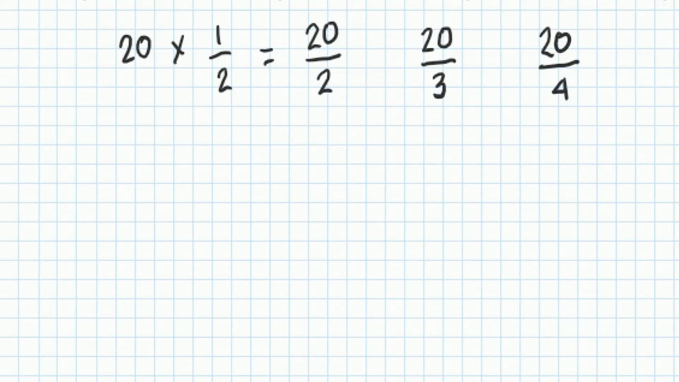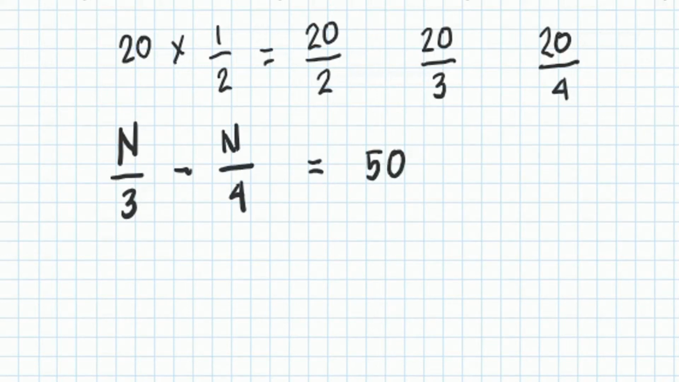Going back to our problem, let n be the number that we are looking for. It is stated in the problem that 1/3 of this number, or n over 3, minus 1/4 of the same number, or n over 4, is equal to 50. So, we now have our equation. To remove the denominators, let's multiply both sides of the equation by 3 and 4.